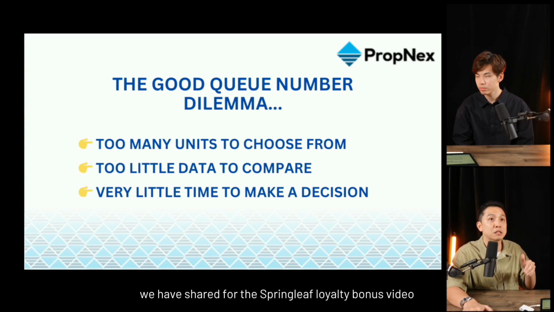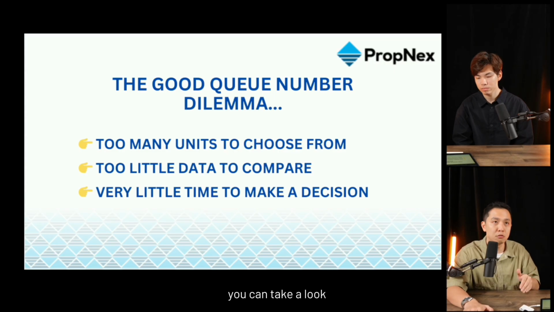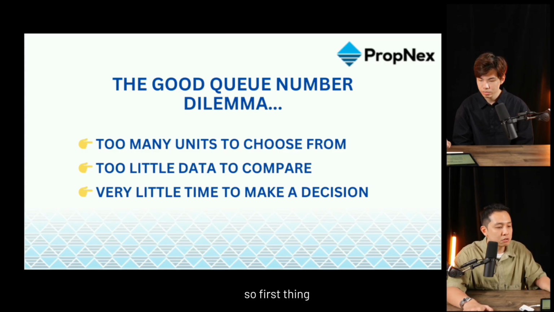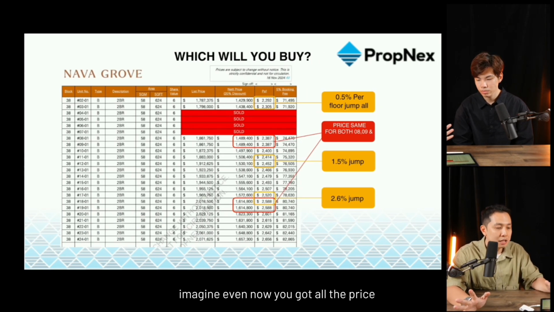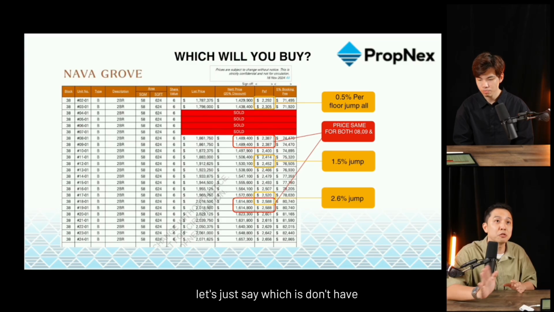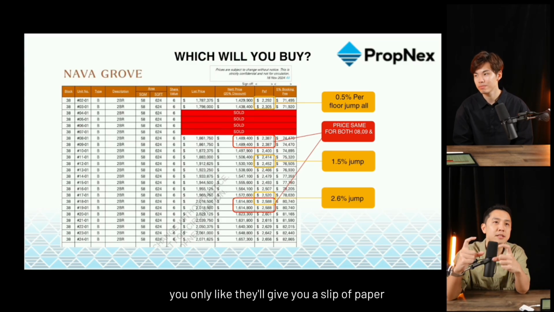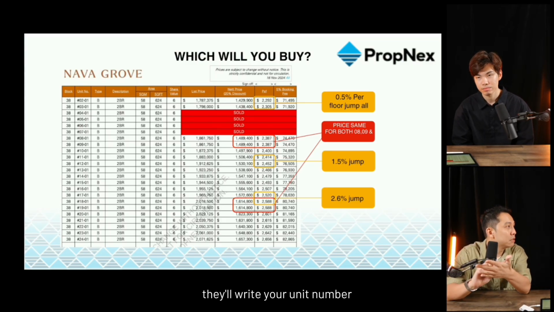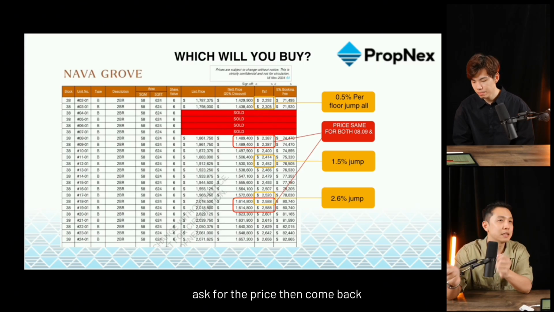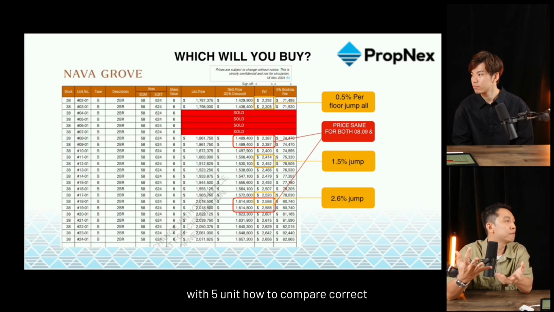We have shared for the Spring Leaf loyalty bonus video, you can take a look, but we'll touch on it a bit later on. So first thing, you will go in like that. Imagine even now you got all the price, which you don't have. They'll give you a slip of paper, you write your unit number, then the person will run there, ask for the price, then come back, and then from there you see with 5 units how to compare.